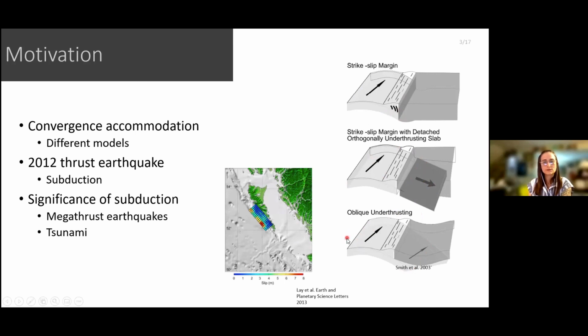So in 2012, there was a magnitude 7.8 earthquake off the coast of the islands, and it had a thrust mechanism, and it also generated a local tsunami. So this supports the subduction hypothesis. And the significance of subduction is that with subduction, you get the chance of having large earthquakes, so megathrust earthquakes, as well as damaging tsunamis.